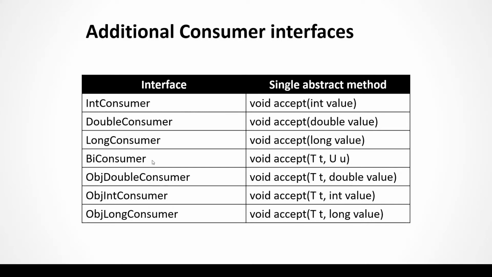LongConsumer, which accepts the primitive long. Now there's BiConsumer, which accepts two arguments and returns no value. There's ObjDoubleConsumer, which accepts a generic object and a double primitive value. Similarly, there's ObjIntConsumer and ObjLongConsumer, which work on the primitives int and long respectively.